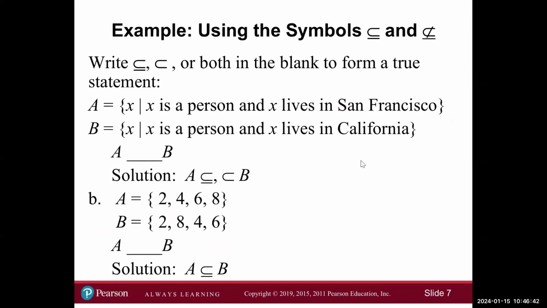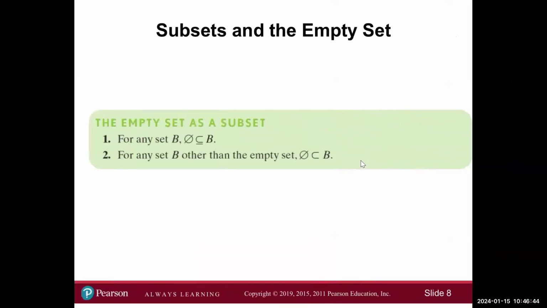Now the empty set. We can say the empty set is a subset of any set B. And for any set B other than the empty set, the empty set is a proper subset of B.